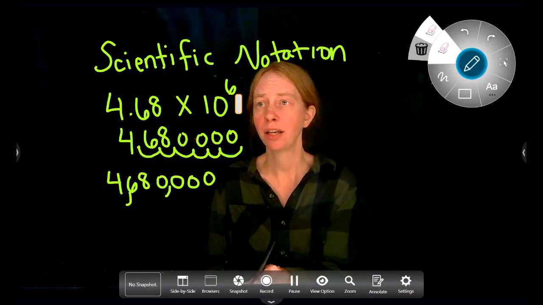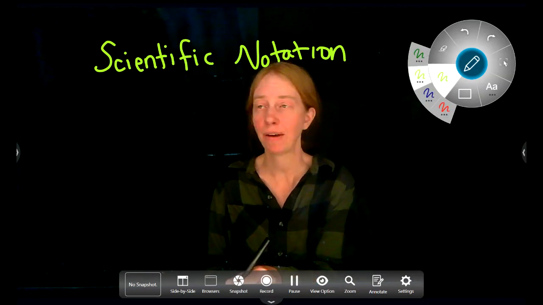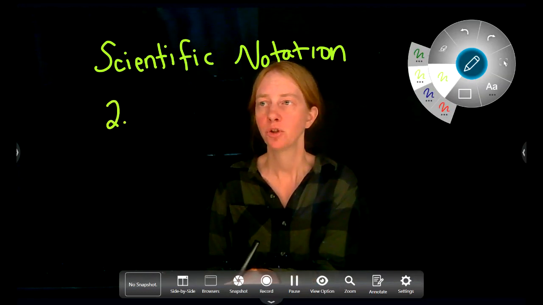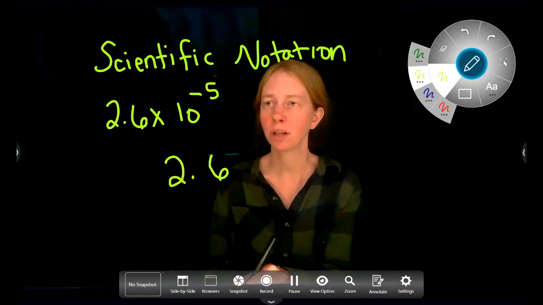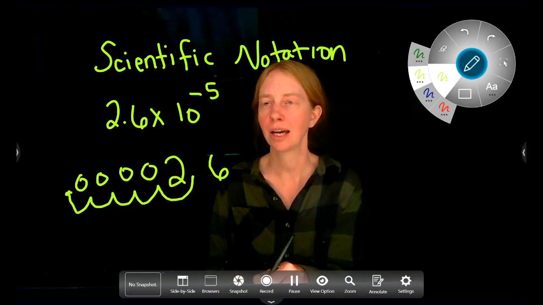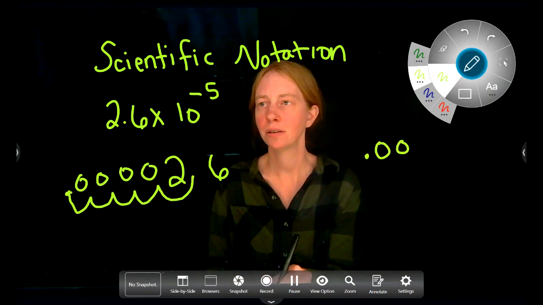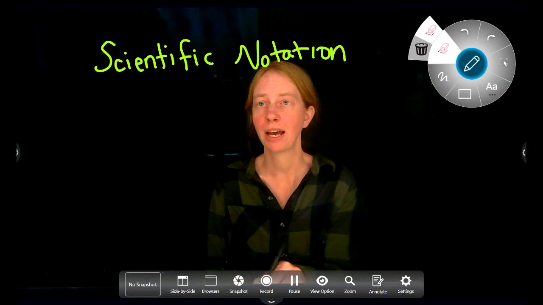If we had a really small number, we would do kind of the same thing, except backwards. We're looking for a negative exponent. So if I had 2.6 times 10 to the negative 5, I'm going to do the same thing, except I'm going to go the other direction. I'm starting with my decimal, 1, 2, 3, 4, 5. So this is where my decimal goes, and I have some zeros out here. So I have 0.00026. Okay, so that was just a quick rehash of scientific notation. If you have questions about that, you can let me know.